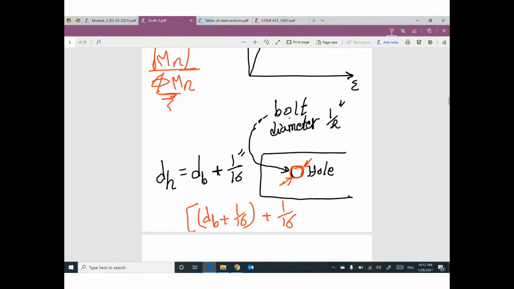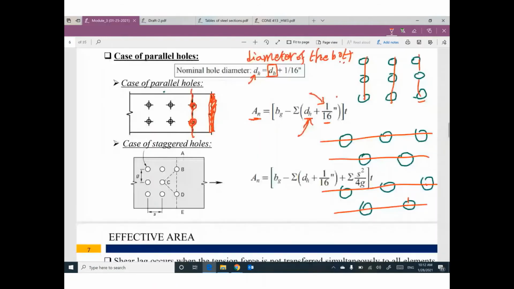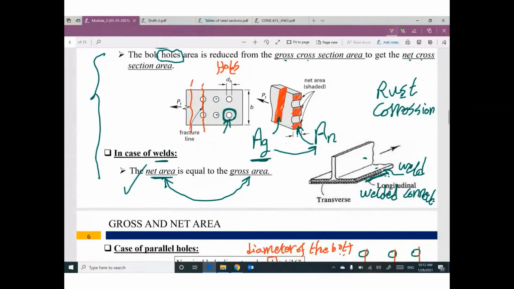Then this gusset plate or this plate has a thickness. What you do is get this diameter, then multiply it by the thickness to get this area. How can I get this diameter? This vertical distance equals the diameter of the bolt plus 1/16. This is the diameter of the hole. Another 1/16 because you don't have a perfect circle. Then this diameter multiplied by the thickness gives you the subtracted area.